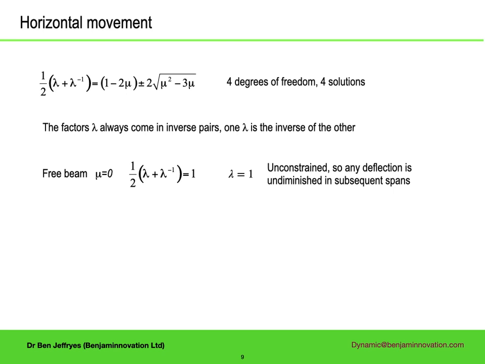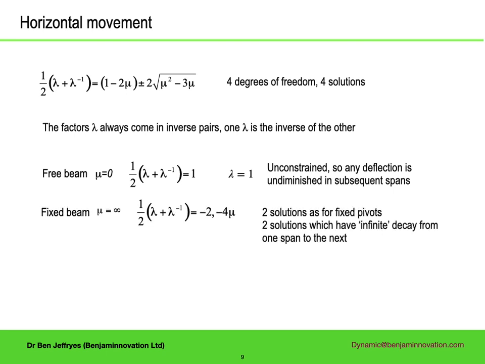There are 2 obvious limiting cases. If there is no restoring force, the factor mu is 0, and cos theta equals 1, so lambda also equals 1. The system is unconstrained, any deflection is undiminished. The beam may be moved to one side or rotated in the horizontal plane. The case we have just examined, fixed touch points, is the limit as mu tends to infinity, and the 4 solutions are now the 2 we had before, cos theta equals minus 2, and cos theta equals minus 4 mu. So in the limit as mu tends to infinity, there are only 2 degrees of freedom.